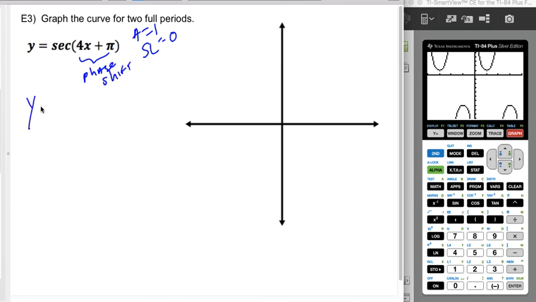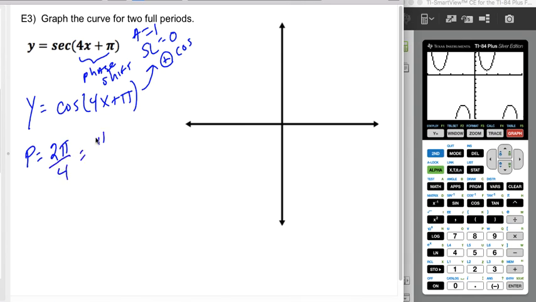So what I'm going to graph is cosine of 4x plus pi. And like I said, I see that these are the same already, nothing weird about them, and I see it's a positive cosine graph. So the entire thing is figuring out the period, which is 2 pi over b, which in this case is going to be pi over 2. And the phase shift, c over b, is going to be pi over 4 to the left because it's positive.